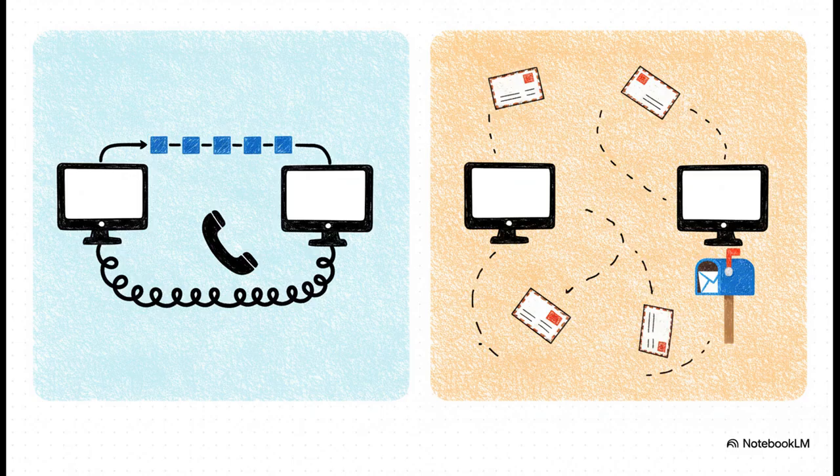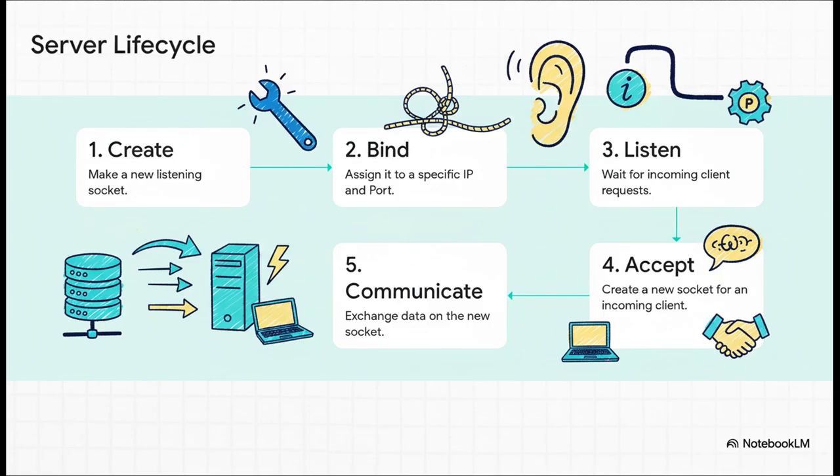And then, on the other side, you've got UDP. This is more like sending a postcard. It's super fast, very lightweight, but there's no guarantee it'll get there or in what order. This is awesome for things like video streaming or online gaming, where dropping a single frame is way better than lagging.